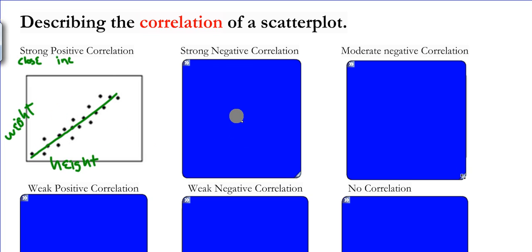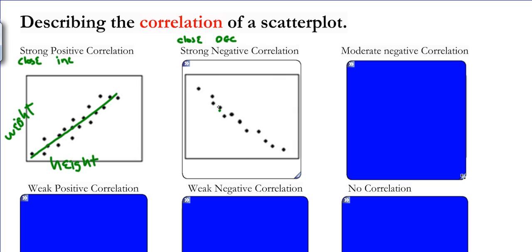Strong negative, well, what did we say strong meant? Strong meant it's going to be close to the line of fit, or close to each other, and negative is not going to be increasing, it's going to be decreasing. So it would look like something like this. Or again, you can see a line drawn through it. It would be very close to the line, so it's strong, but in this case it's decreasing, or it's negative.